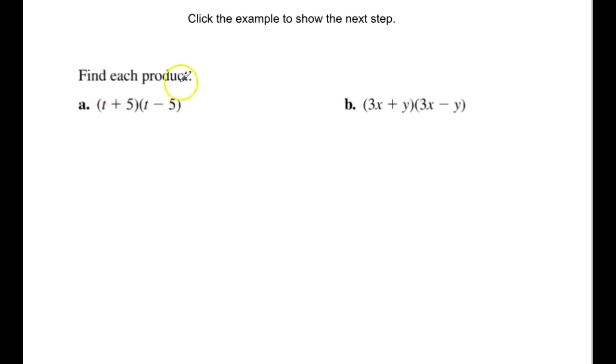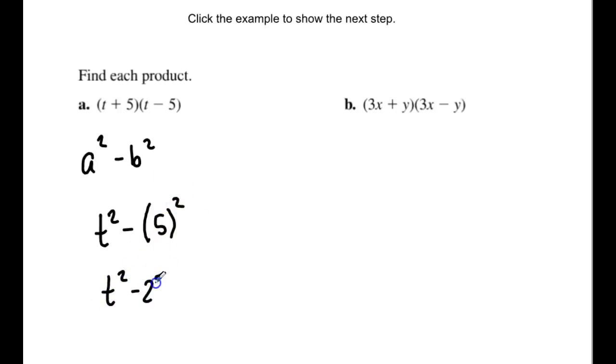Okay, so we're going to find each product here. I see that my first terms in both binomials are the same and my second terms are the same. One's a plus, one's a minus. So I know that I'm going to end up with a squared minus b squared. My a term was t, so I'm going to have t squared minus. My b term was 5. And so then I can go ahead and do this math, so I'm going to end up with t squared minus 25.